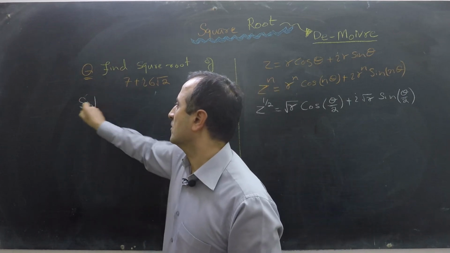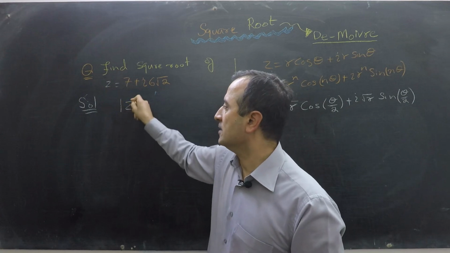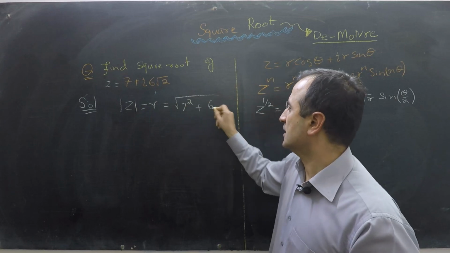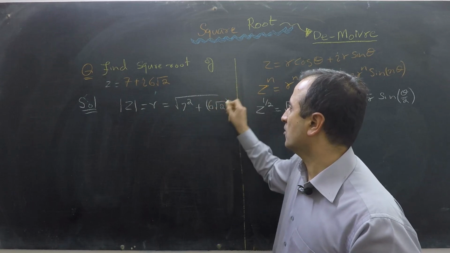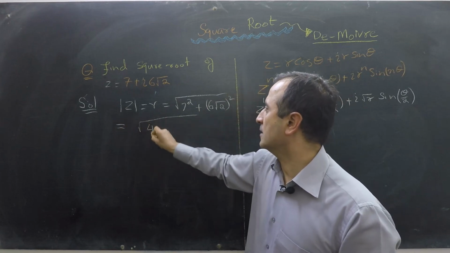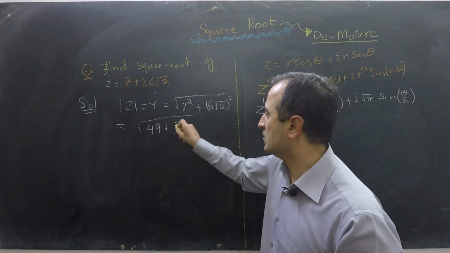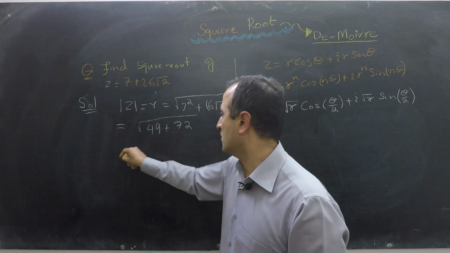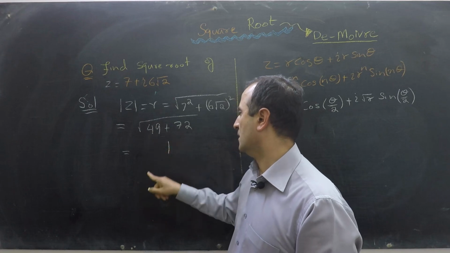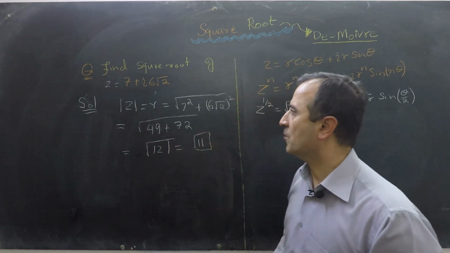So solution. First I have to find r, let's say the number is z, so r will be equal to the modulus of z, which is equal to the square root of 7 squared plus 6 times square root of 2 whole squared. That is 49 plus 36 times 2, which is 72, so 121, and that will be equal to 11. I have found my r.